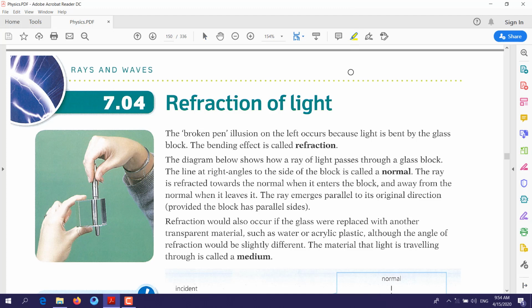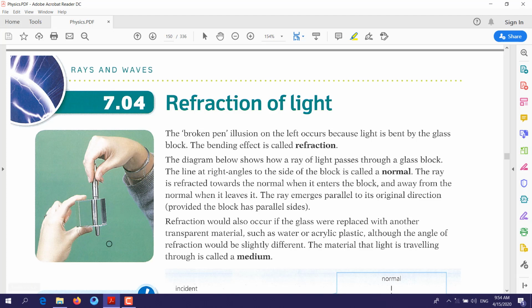Hello everyone. Today our lesson is about refraction of light. Refraction of light. What do you mean by the word refraction? We mean bending of light.